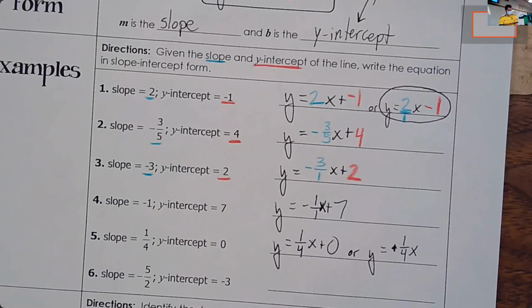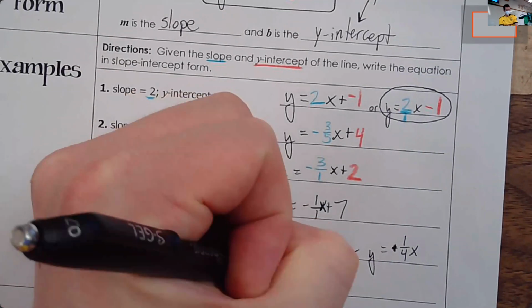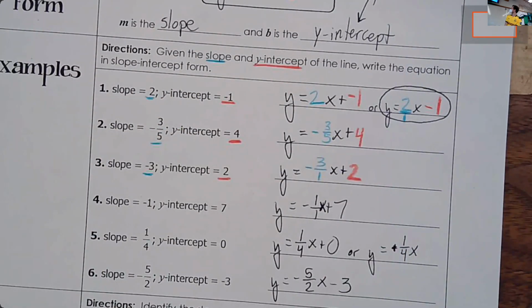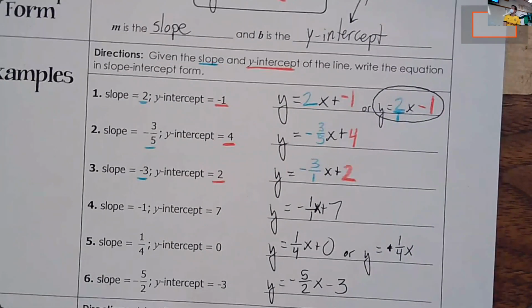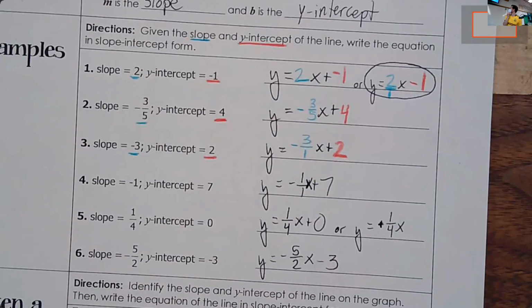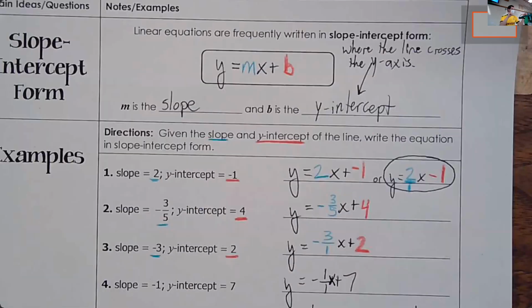And then for number 6, we've got y equals -5 over 2x minus 3. So we're just swapping out m for the slope, b for the y-intercept number, and that's it. If it tells you what the slope and the y-intercept are, all you have to do is use that formula and replace those two letters with the numbers that they are equal to. Any questions on those before we look at 7 through 16?